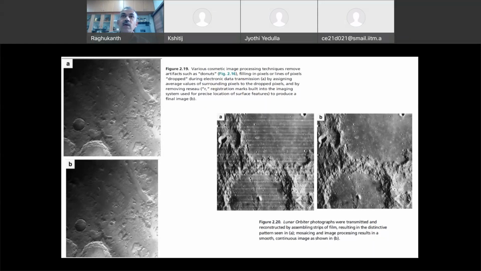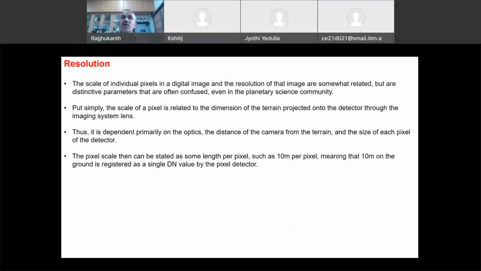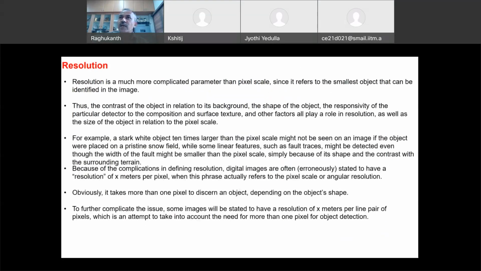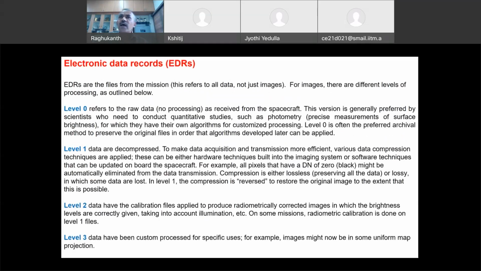Resolution also matters a lot, the scale of pixels. Nowadays, I think 10 meter per pixel, high resolution cameras have come. The older ones had a large variation, but now very high resolution has come into the picture. Resolution is a complicated thing, and many issues are there. You can see all these details in remote sensing. And of course, electronic data records are also there: level 0, level 1, level 2, level 3. If you work in QGIS, you will understand these things better.